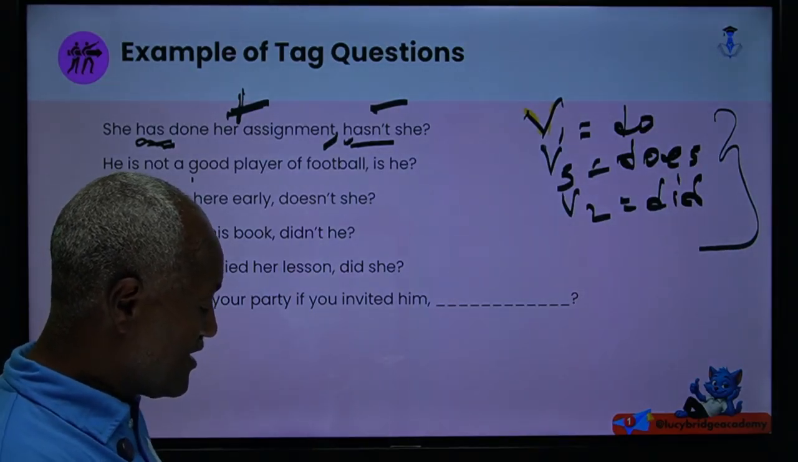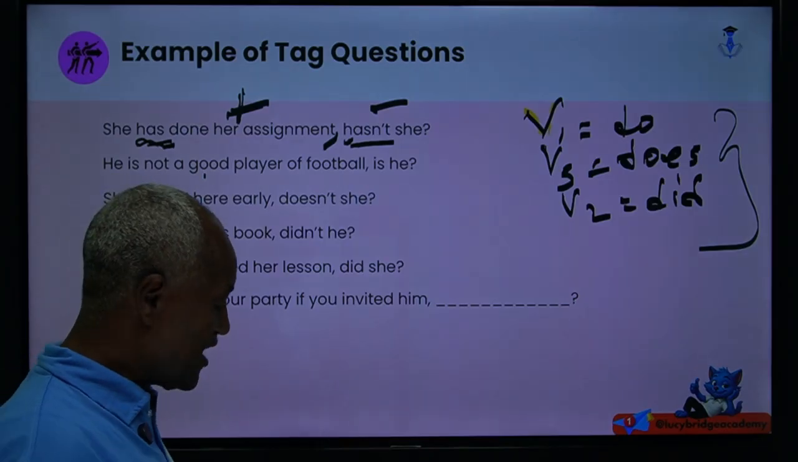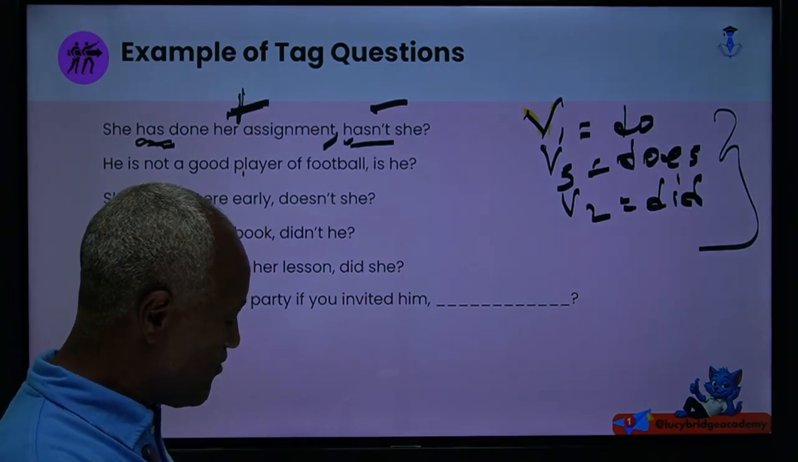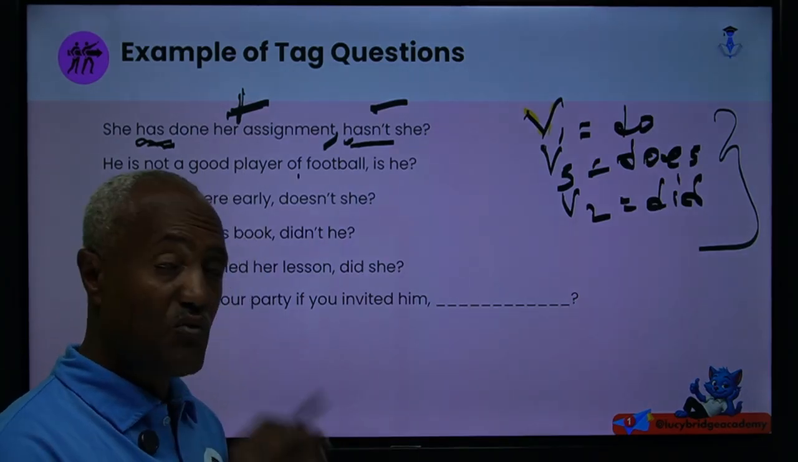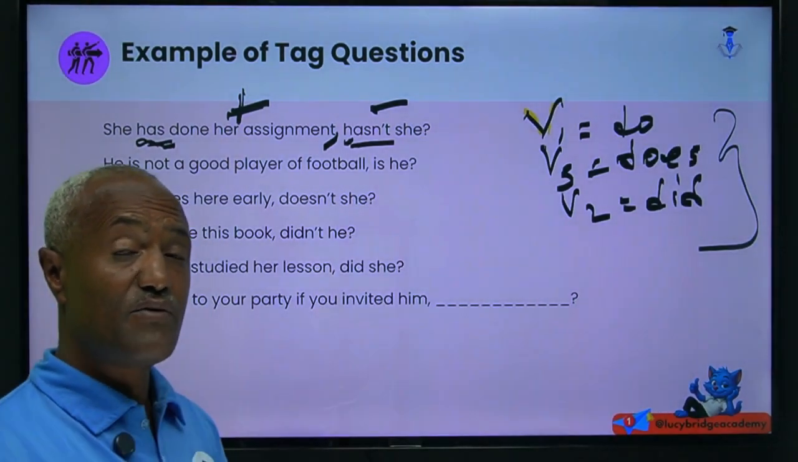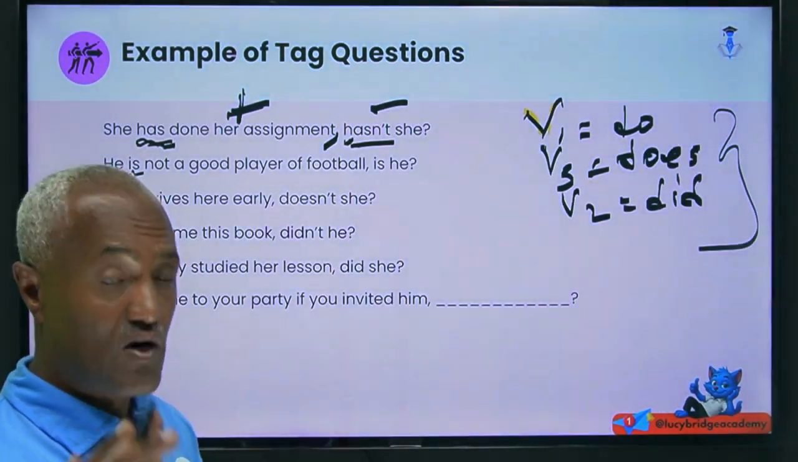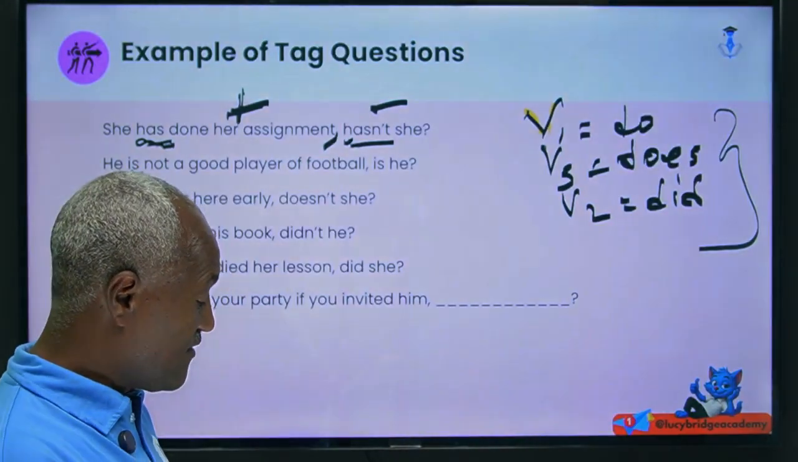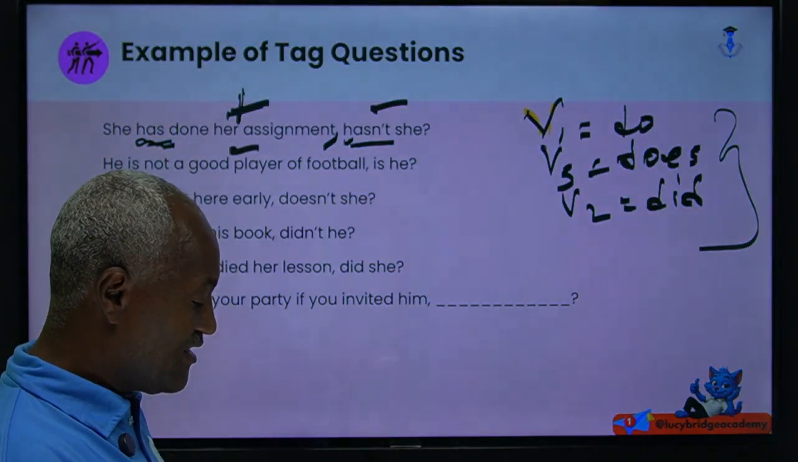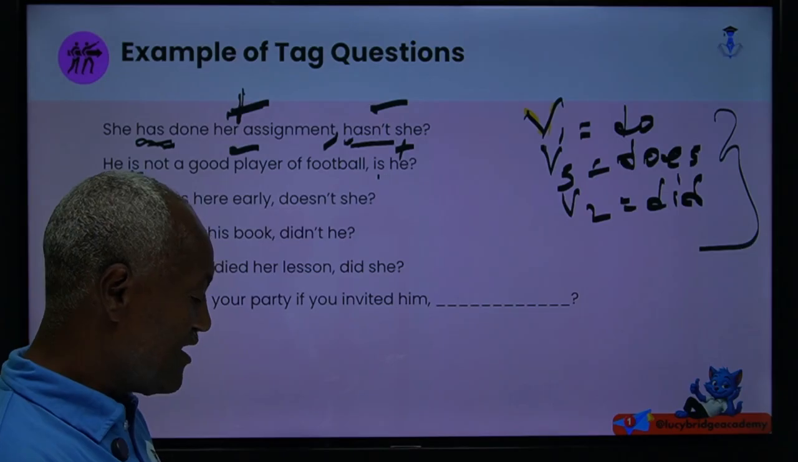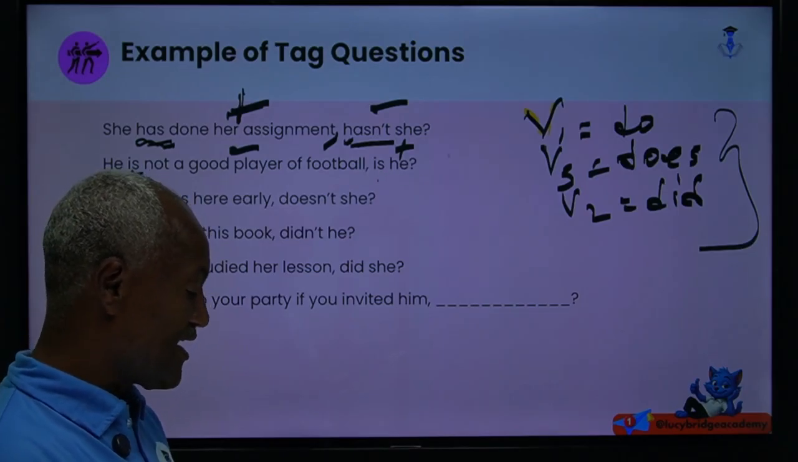He's not a good player of football. Now, the main verb here: when we make a sentence only with the verb to be, we use that verb to be itself, even if we don't have an auxiliary verb, I mean a main verb. Therefore, this one is negative, then this must be positive, therefore, is he? Don't forget: comma, small letter, and the like.